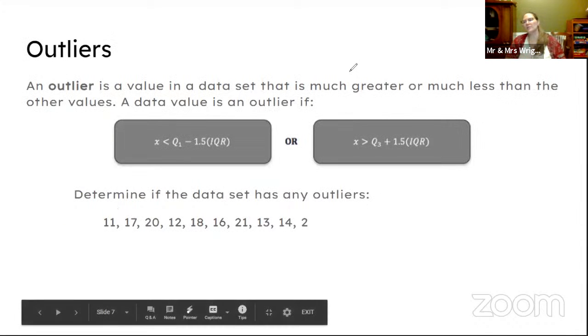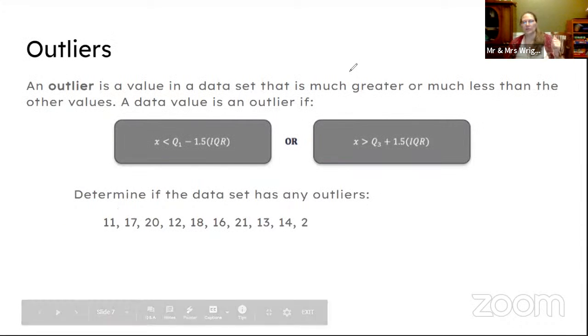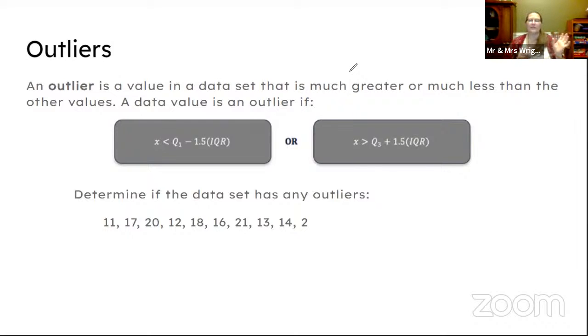Outliers. Now, we kind of spoke briefly again in the key terms video about what outliers are. They're the things that are way out there. So that was a very general definition. Here we have some formulas for us to help us determine without a shadow of a doubt if something is an outlier or not.